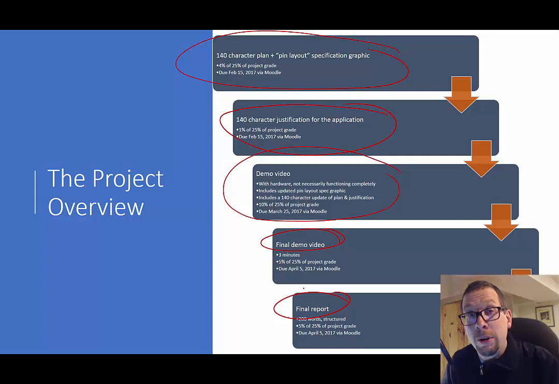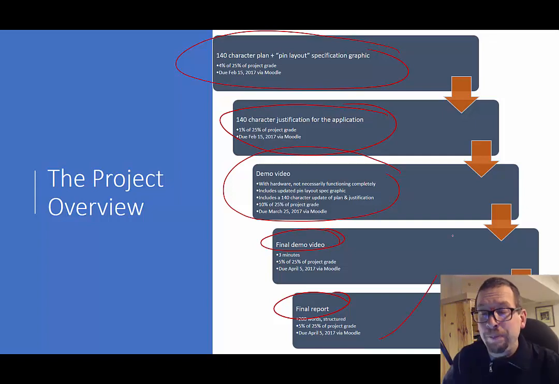There's a 200-word report, so not very long either, that gives a little bit more description as to what's going on. You'll be given a template that is structured as to how to write that up, but 200 words, not very long, but we want to see some technical detail in there as well. That's going to be worth 5% of your 25% of your project grade.